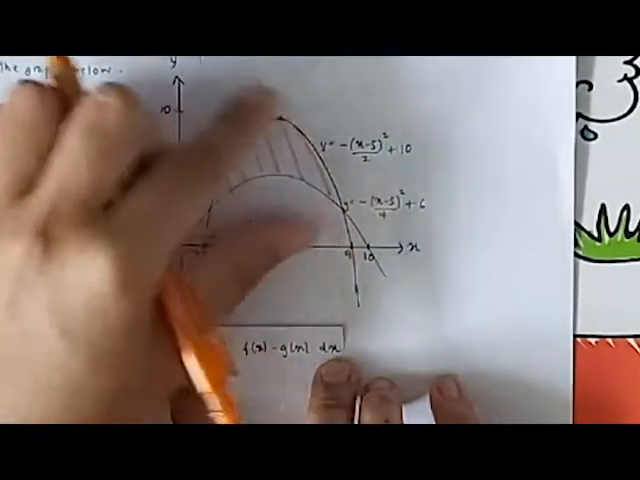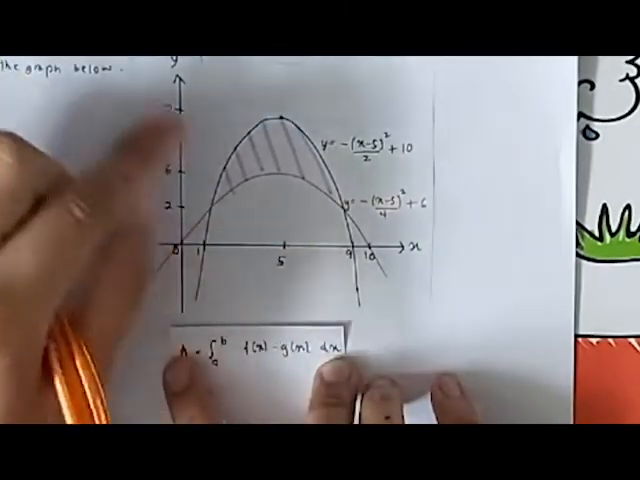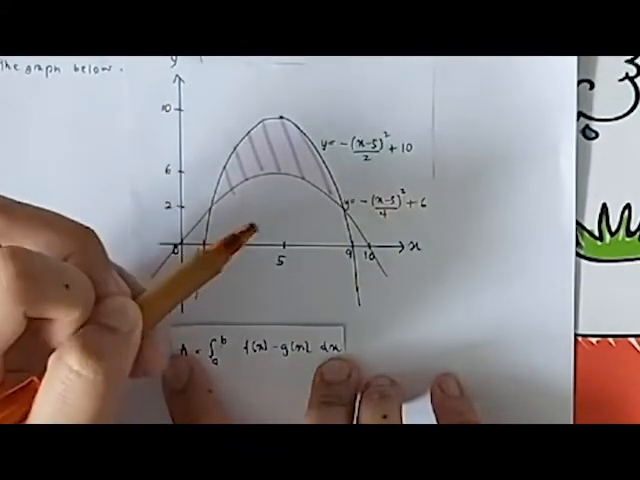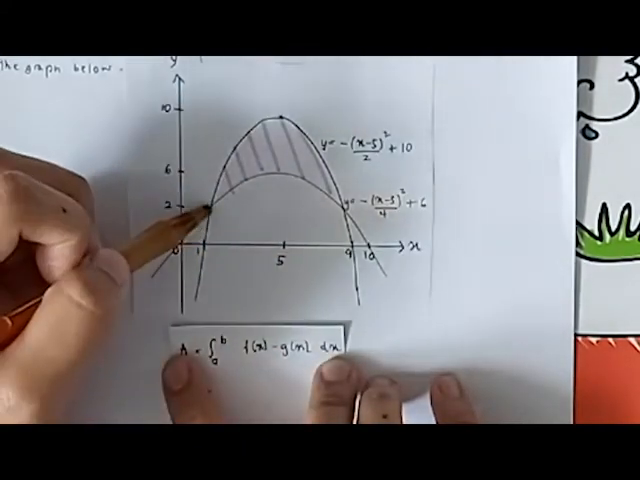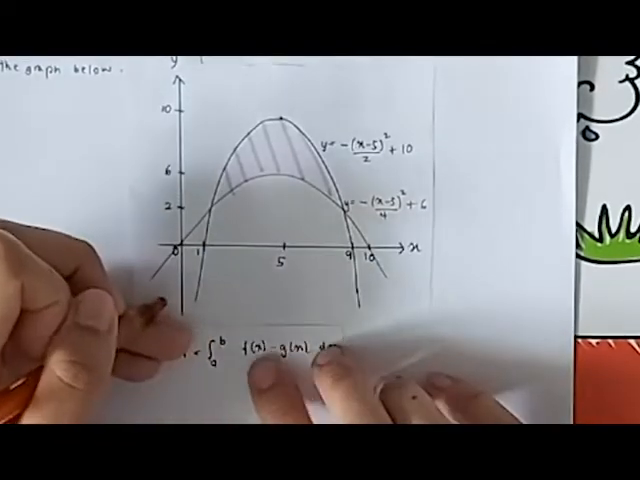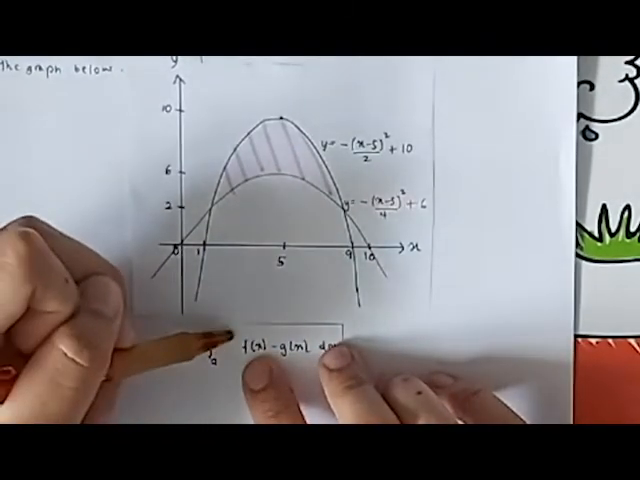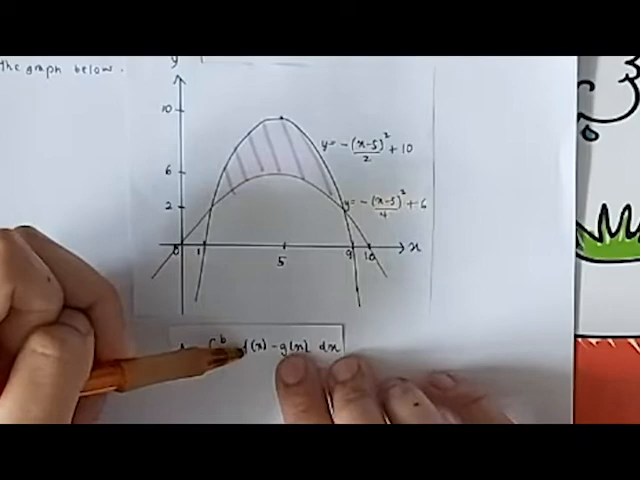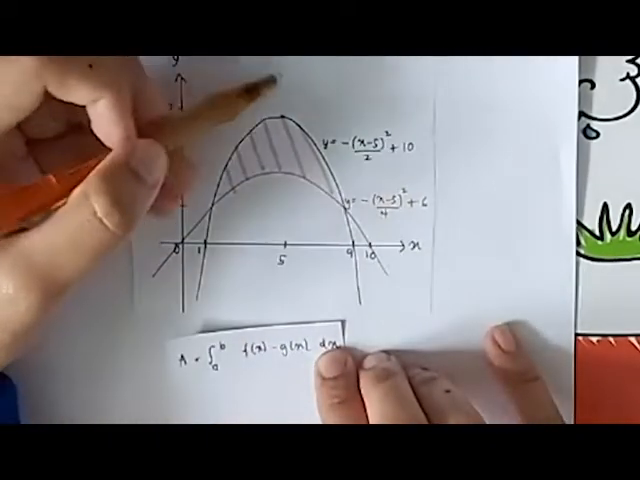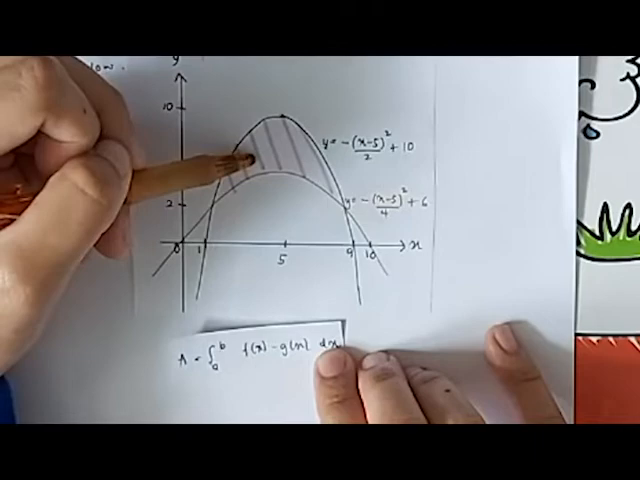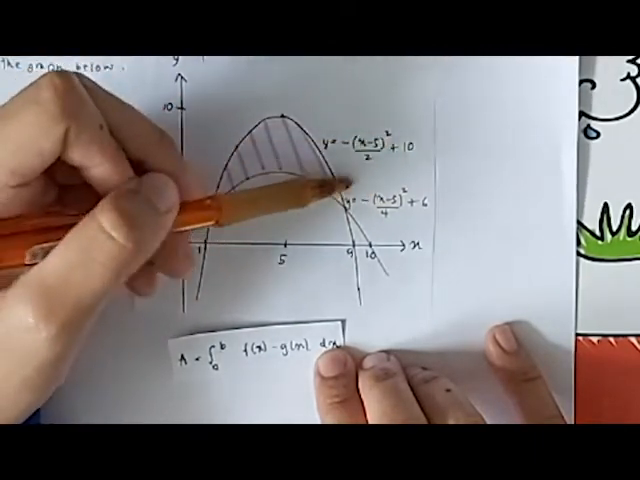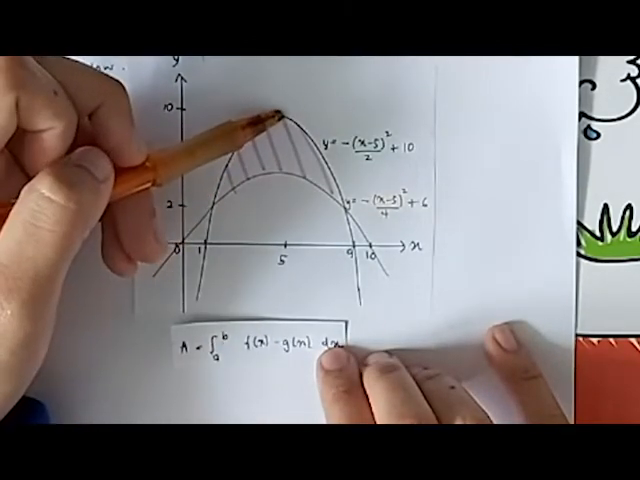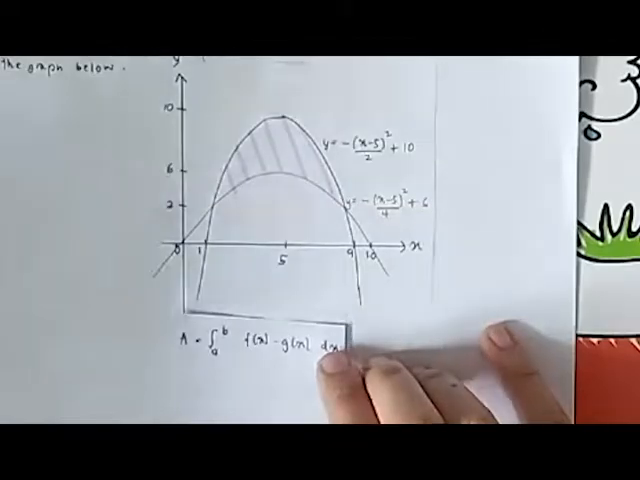We need to find x because it is easier to find x rather than y, because the region starts at 1 and ends at 9, the intersection points. So for the values of a and b, as I said earlier, they are 1 and 9, and f(x) should be top and g(x) should be bottom. From both of these graphs, as you can see, obviously this graph is top and this graph is bottom. Okay, so we need to subtract both of them. So it will become like this.